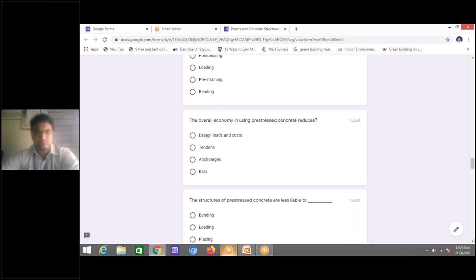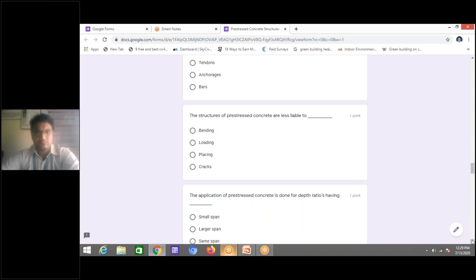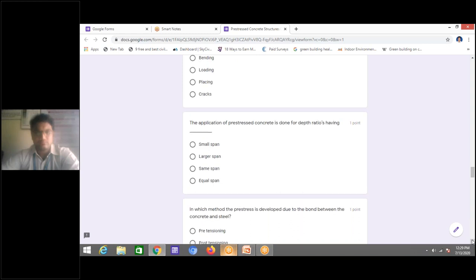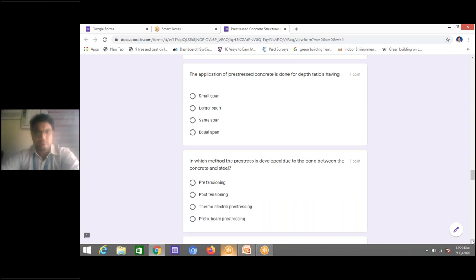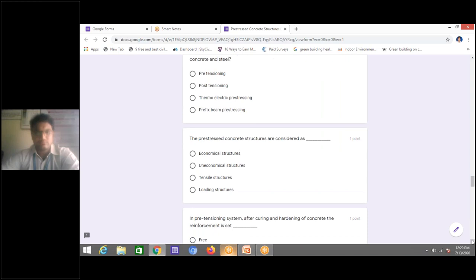So which one? The structures of pre-stressed concrete are less liable to bending, loading, lacing or cracks. Application of pre-stressed concrete is done for depth ratio having for long spans, small spans, same spans, equal spans. In which method the pre-stress is developed due to bond between the concrete and steel? The pre-stressed concrete structures are considered as what?